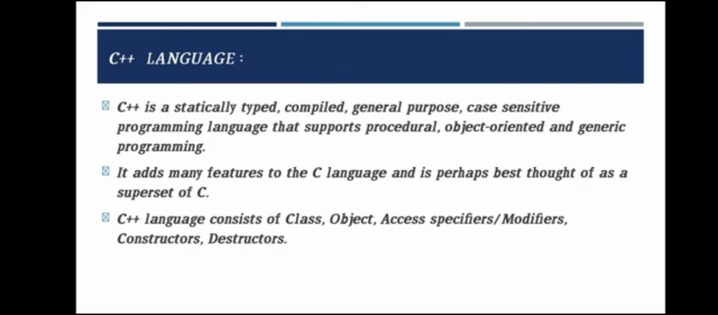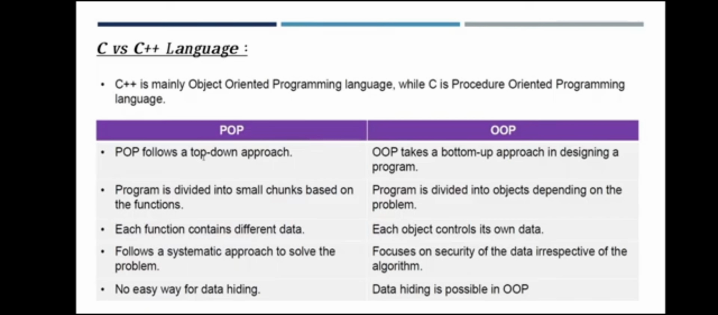C++ language. C++ is a statically typed, compiled, general-purpose, case-sensitive programming language that supports procedural, object-oriented, and generic programming. It adds many features to the C language and is perhaps best thought of as a superset of C. C++ language consists of class, object, access specifiers, modifiers, constructors, and destructors.